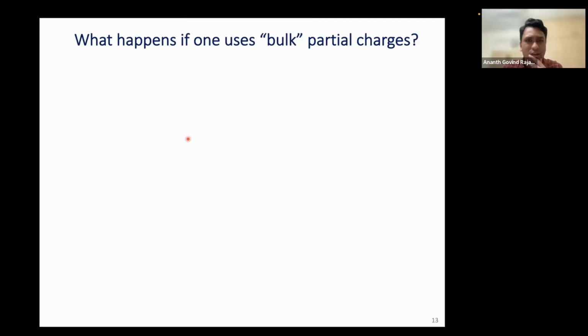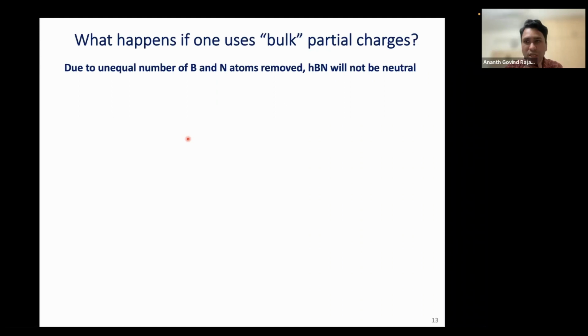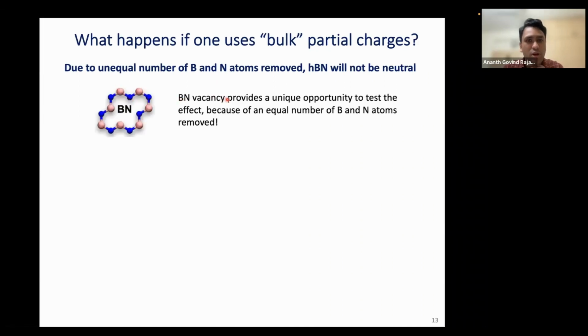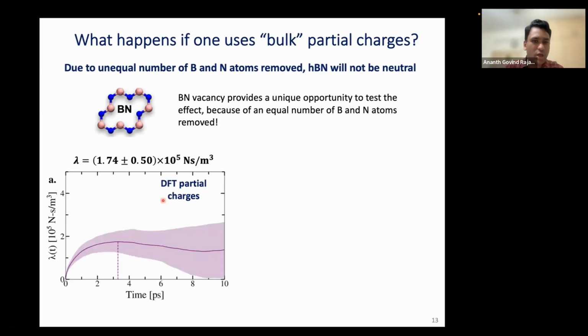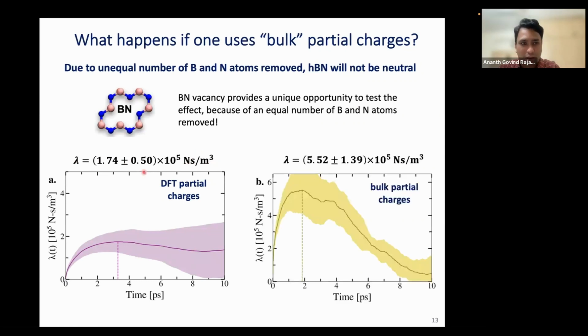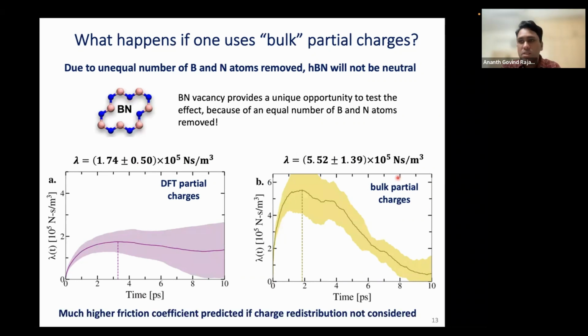And one interesting case study we did was, what if we use the bulk partial charges? We chose the boron-nitrogen (BN) vacancy to test this because an equal number of B and N atoms are removed, which means the BN sheet will still be neutral if you assign the bulk charges. Now this is what happens when you use the DFT partial charges. You get a friction coefficient of around 1.7 times 10 to the 5 Newton seconds per meter cube, but that becomes almost 3 times higher when you use the bulk partial charges. So if you do not consider charge redistribution inside the material, you will incorrectly predict a much higher friction coefficient, right?